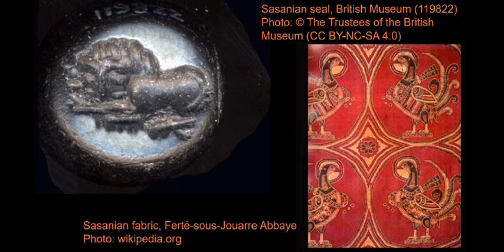Particularly in seals, coins, and textiles, non-humans are depicted in isolation, in a drawn medallion, or in a medallion formed by the medium itself. This iconographic form is not found on reliefs, and very little on silverware.